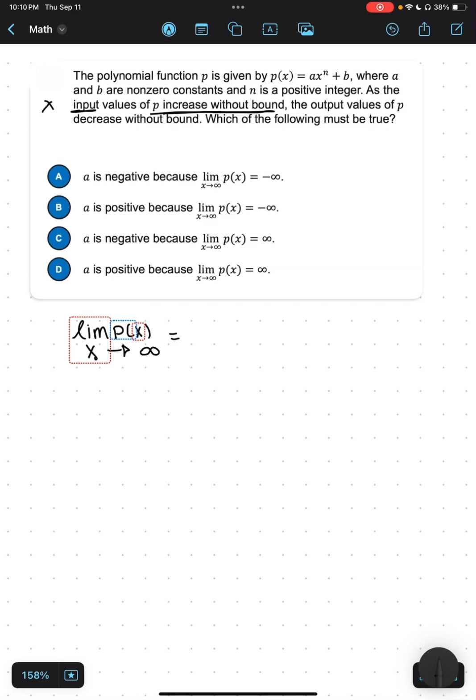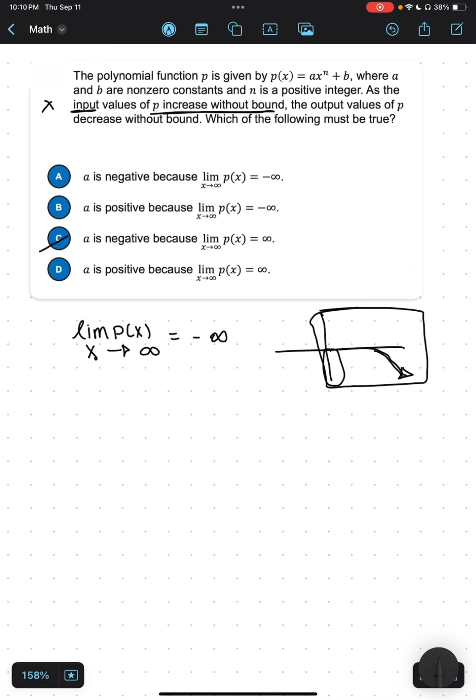So in this case, that means that if we're looking at an actual graph and we're looking at this section, we're going down because our y is decreasing. So we're looking at the bottom half as it's going to the right. So what does that look like? Does that look like positive infinity or negative infinity? In this case, it is negative infinity.